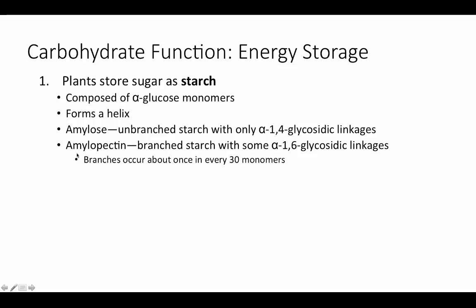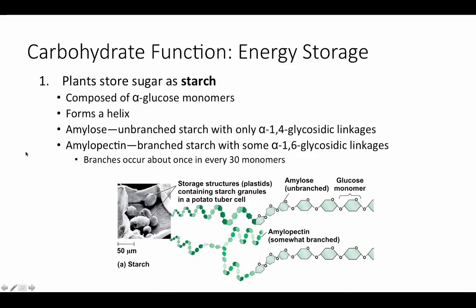Or it can be in the form of amylopectin, which has branches in it, so that means that at some point in a carbon ring, there will be 2 other carbon rings attached to it to form these branch structures. In that case, you're going to have some alpha 1,6 glycosidic linkages to create those branches. And in the case of amylopectin, we see branches about once every 30 monomers.